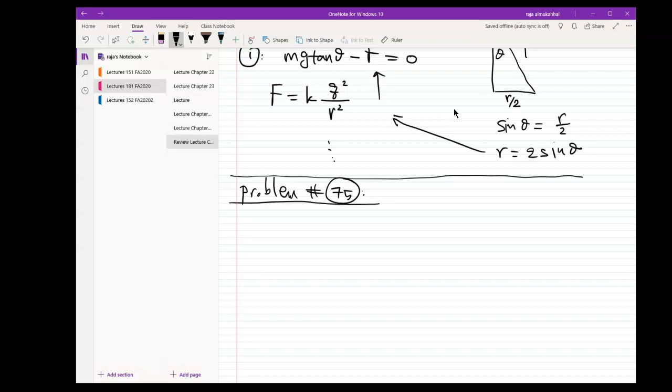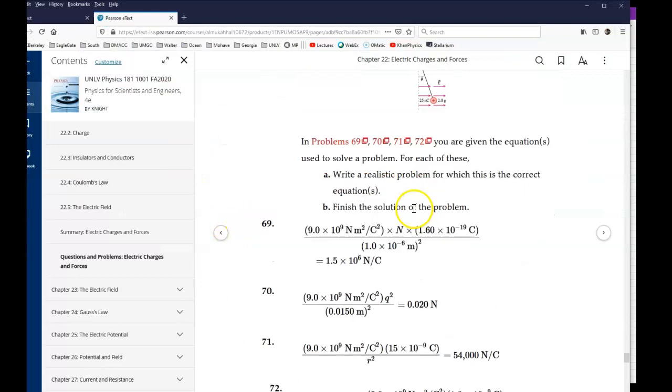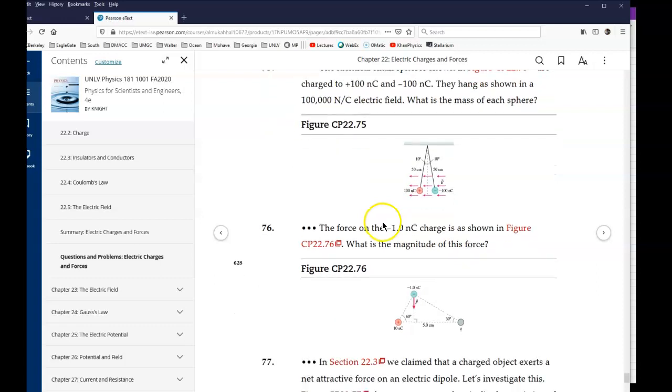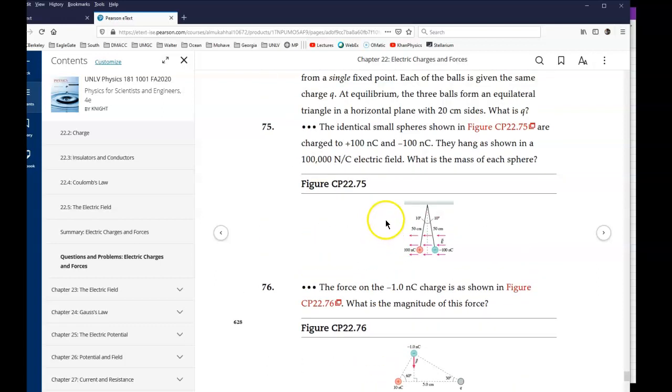Okay, so let me go to the book, show you how that works. Number 75. Right here, it's level 3, as you can see. It's not terribly hard, really. But anyway, here is how it works. So he said 2 identical small spheres. So we have 2 balls here, 1 negative, 1 positive, are charged plus 100 and minus 100 nanocoulomb. They hang as shown in an electric field of 100,000 newtons per coulomb. Now he's asking for the mass.